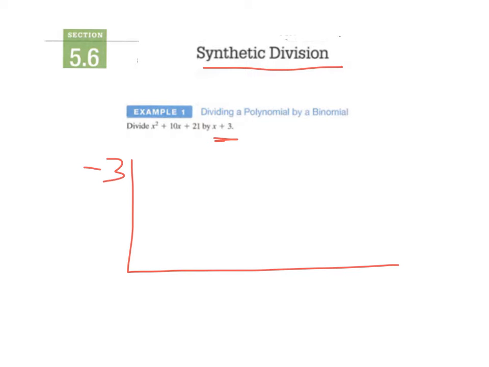Then we're going to use the numbers in front of all the x. And I'm going to write x squared, x, and in a sense, x to the 0 power, or 1. So what number is in front of x squared? A 1. What number is in front of the x is a 10. And what number is in front of the x to the 0 is a 21.